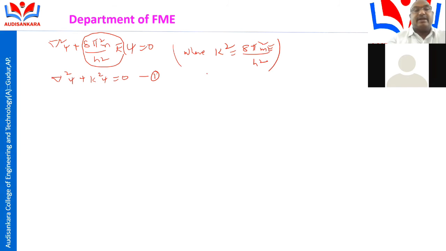Solve for the complementary function and particular integrals of this one-dimensional homogeneous equation. Psi of x is equal to the solution of the above equation: psi of x is equal to a sin kx plus b cos kx, isn't it? But here the rigid walls are A and B.